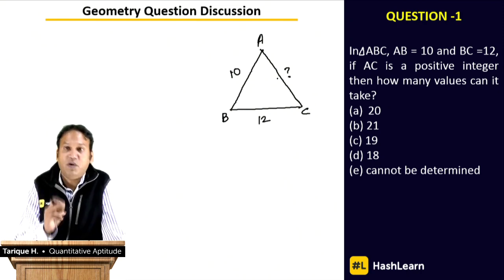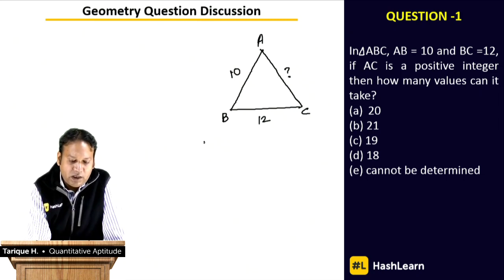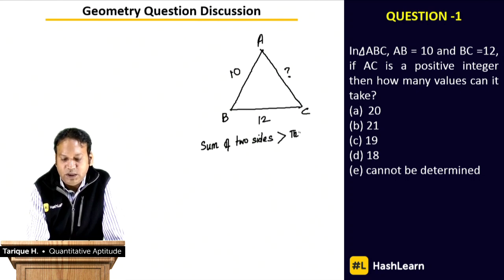So this question is based on two of the very fundamental concepts of geometry. That sum of two sides in a triangle, sum of two sides is always greater than the third side. That is concept number one. And difference of two sides is always less than the third side.